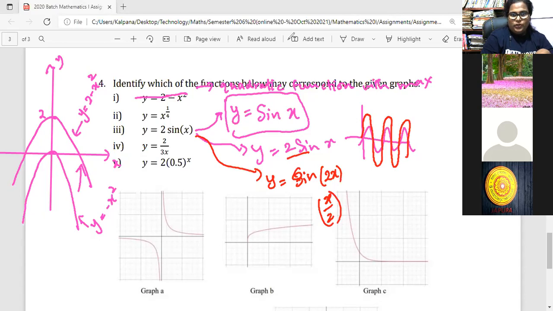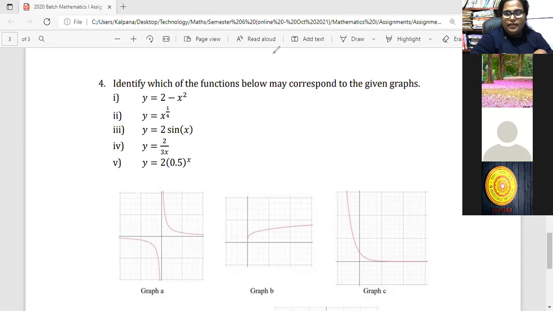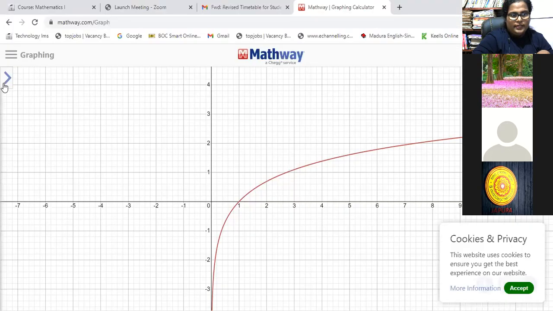Let me show you this using Mathway. I will show you the change of the sine graph using the Mathway graph. Can you see the browser screen now? Can you see the Mathway screen? We can see. Okay, thank you.